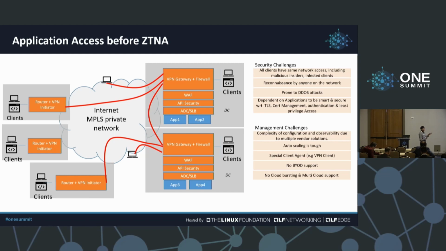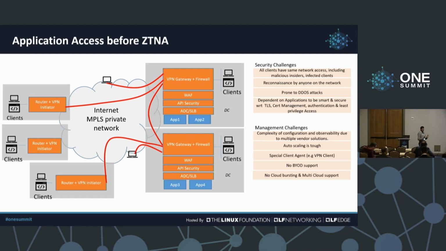Second challenge is reconnaissance, right? That is the first stage of any attack, right? Now that all apps are available and visible to anybody, any client in that particular network or in the offices, that means if somebody got infected, they can do port scanning and find out all applications that are there in that network.